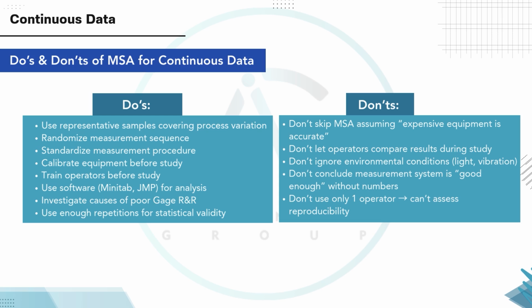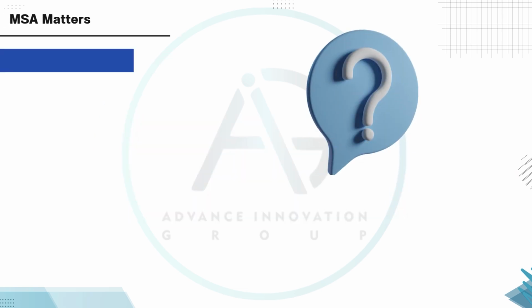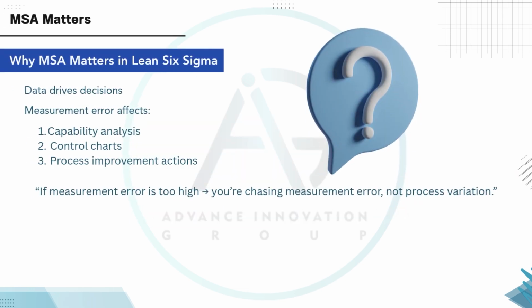Don't assume your measurement system is good enough without supporting data. Always back it up with numbers. And don't use only one operator. You need multiple operators to assess reproducibility effectively. By following these guidelines, we can ensure the accuracy and reliability of our measurement systems, which is foundational for any quality improvement initiative. This slide highlights why measurement system analysis, or MSA, is so critical in Lean Six Sigma.